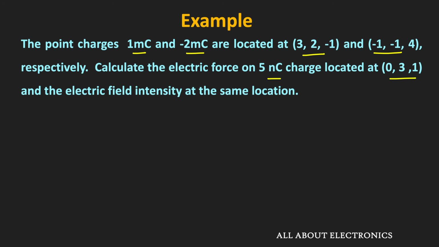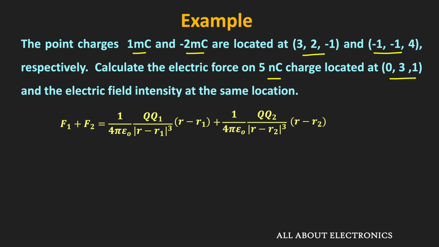So here, we can find this electrostatic force by using Coulomb's law. And since we have two charges, we will use the superposition principle. As per Coulomb's law, this is the net force acting on the 5 nanocoulomb charge, where r is the position vector for this 5 nanocoulomb charge, and similarly r1 and r2 are the position vectors for the 1 millicoulomb and the minus 2 millicoulomb charges. Since r is located at 0, 3, 1, we can say that its position vector is equal to 3ay plus az.